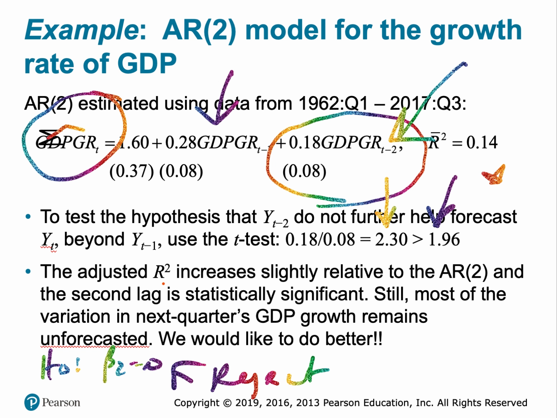Note that the adjusted R squared increases slightly relative to the AR(1), and the second lag is still statistically significant. Still, most of the variation in next quarter's GDP growth remains unforecasted because the adjusted R squared is still low, so there's a lot of variation that we're not explaining, and we would like to do better. So how can we do better? We're going to talk about how we can do better in the next video.